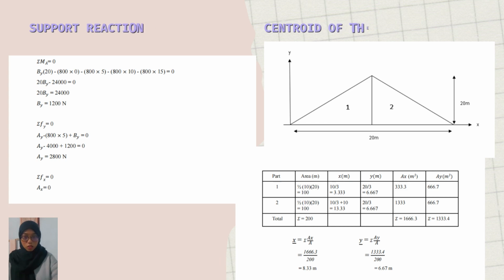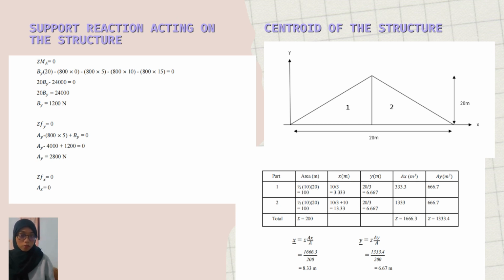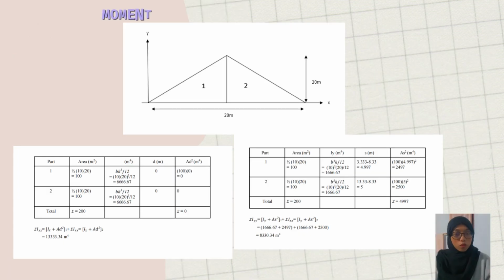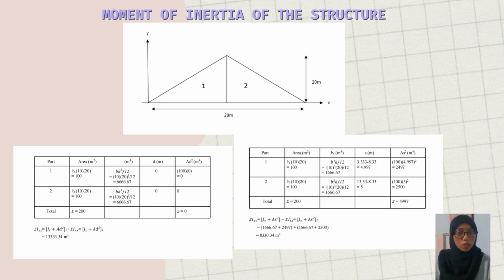This is the calculation for the support reactions acting on the roof. Next is the calculation for the centroid. So for the x-axis we got 8.33 meters, and for the y-axis we got 6.67 meters. The moment of inertia for the roof structure is calculated. For the x-axis we got 13333.34 meter to the power of 4, and for the y-axis we got 8330.34 meter to the power of 4.